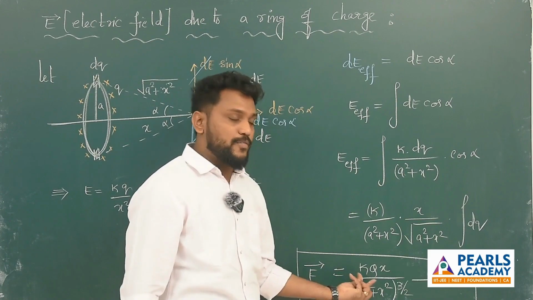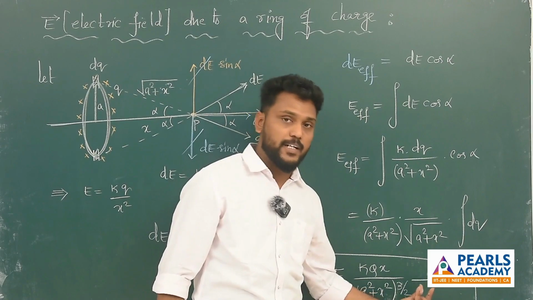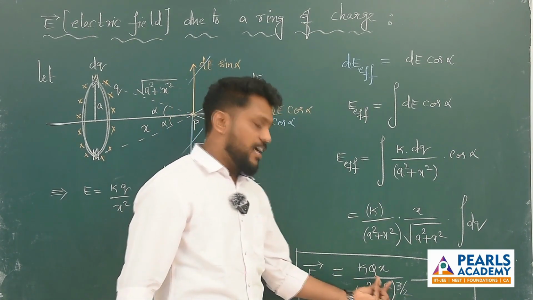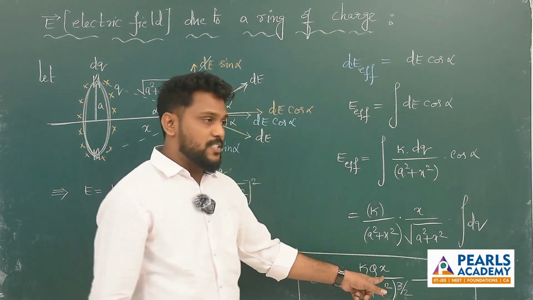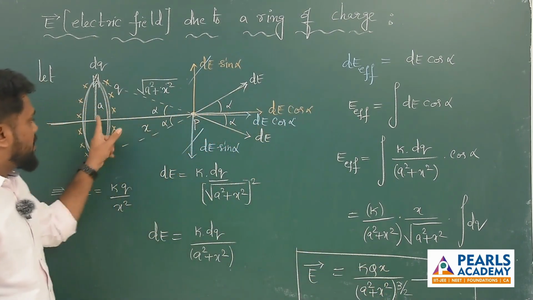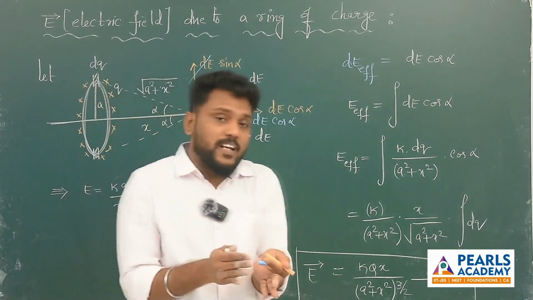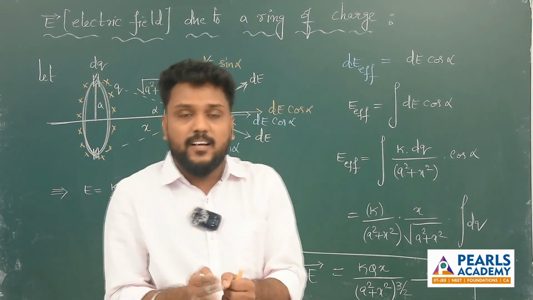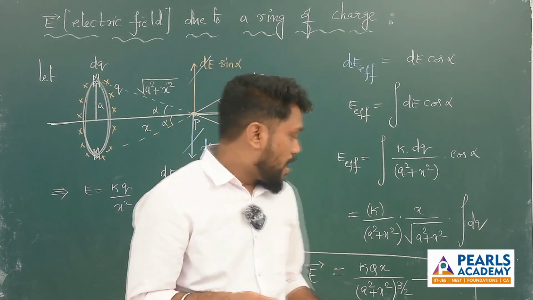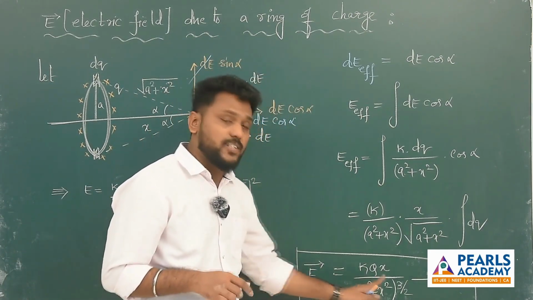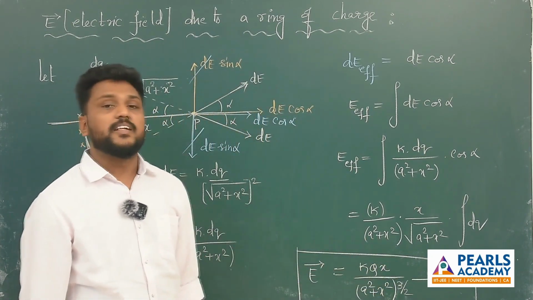And the magnitude of the electric field is kqx by (a square plus x square) whole power 3 by 2, where a is the radius of the ring and x is the point P's distance. And we can conclude one more point: if x is 0, which means point P is at the center of the ring, the electric field will be 0. So we can say the electric field due to a charged ring at its center will always equal 0 if it is uniformly distributed. And if you go away from the center at any distance x, the electric field will be given by kqx by (a square plus x square) whole power 3 by 2.